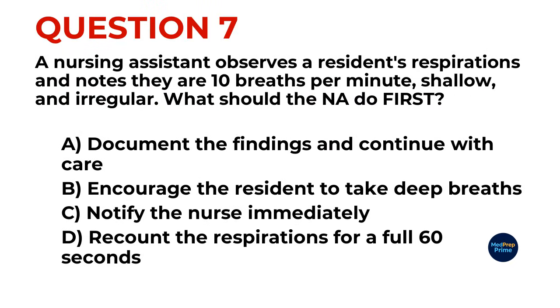A nursing assistant observes a resident's respirations and notes they are 10 breaths per minute, shallow, and irregular. What should the NA do first? Option A, document the findings and continue with care. Option B, encourage the resident to take deep breaths. Option C, notify the nurse immediately. Option D, recount the respirations for a full 60 seconds.